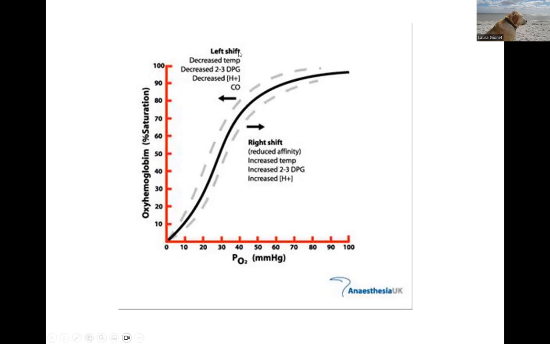So a left shift is going to be the opposite: things that would discourage oxygen dissociation from hemoglobin. Decreased temperature, decreased 2,3-diphosphoglycerate, decreased hydrogen ions, and decreased carbon dioxide. Increased pH. So they like to use these, and these are often the shifts that they refer to.